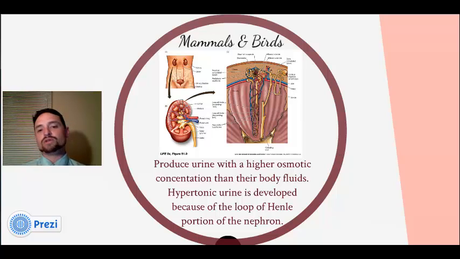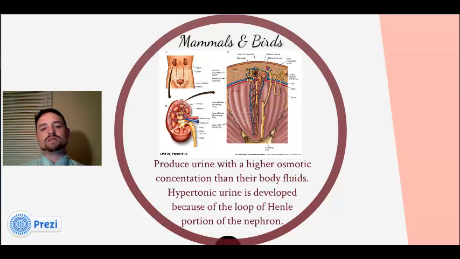Then we have the mammals and birds. Now these produce urine with a higher osmotic concentration than their body fluids. The others, they were secreting urine that was pretty close to their body fluids. Now you're seeing a very concentrated urea. So we're taking a lot of water out of that urine and saving that water for our body cells, and getting rid of the metabolic waste, the urea.